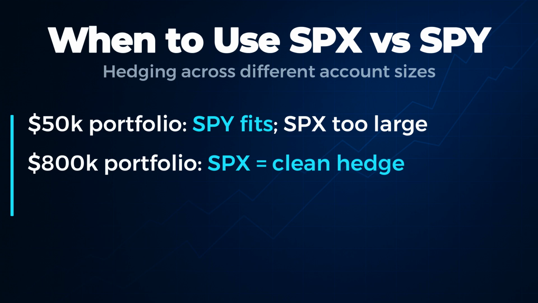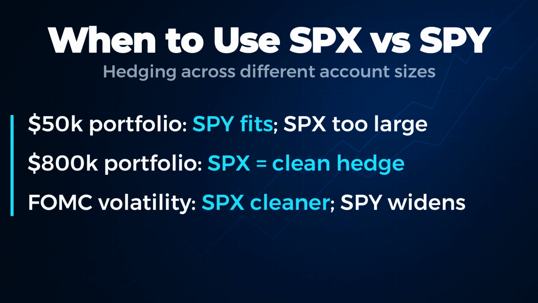Scenario 3, tactical hedge during FOMC volatility. SPX options provide clean execution because of deeper institutional liquidity and a tighter implied volatility structure. SPY options will show more slippage and wider spreads under the same conditions.